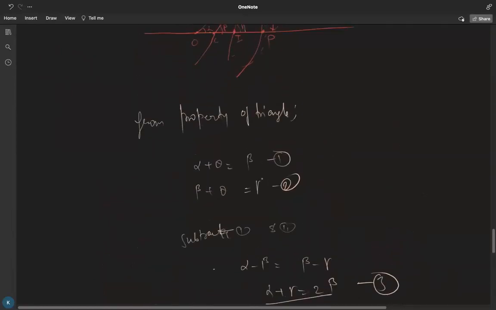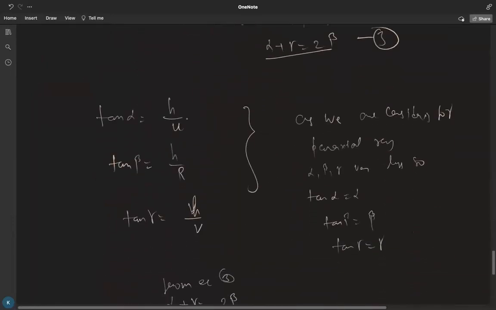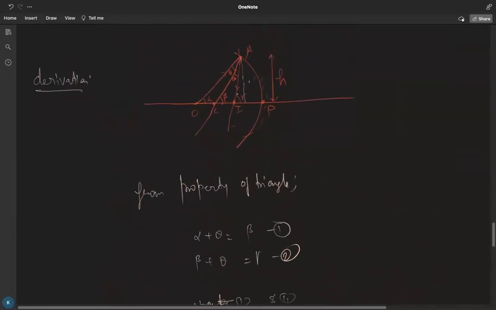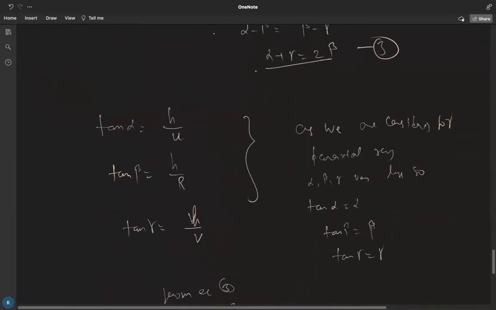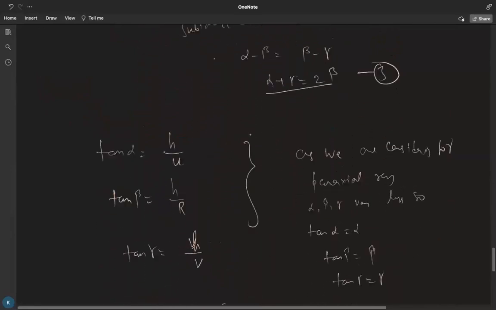Now I'm going to write tan alpha, tan beta, and tan gamma. Tan alpha is h by OP, where OP is the distance of the object from the pole, which by convention we denote as u. So it will be h by u. Same as tan beta, we denote the radius by r, so it will be h by r. And for gamma, tan gamma is equal to h by v.